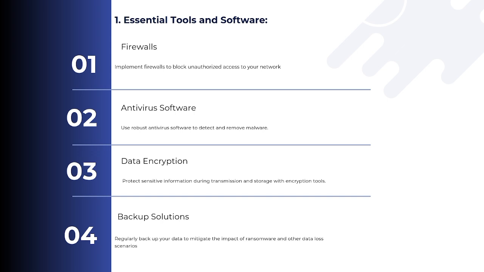Next one, we have antivirus software. Antivirus software is used to detect or block malicious applications from running on your system or network. Malware such as viruses, ransomware, trojans, and so on and so forth. We have data encryption software or tools, which will be used to protect sensitive information during transmission and storage. Encryption tools.